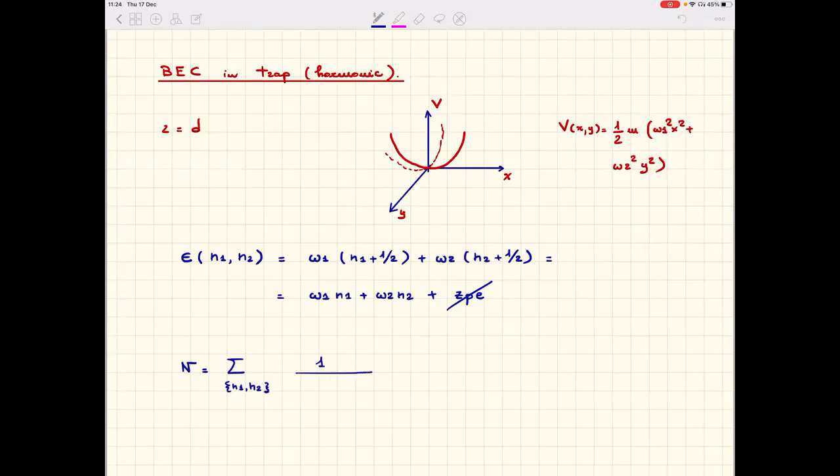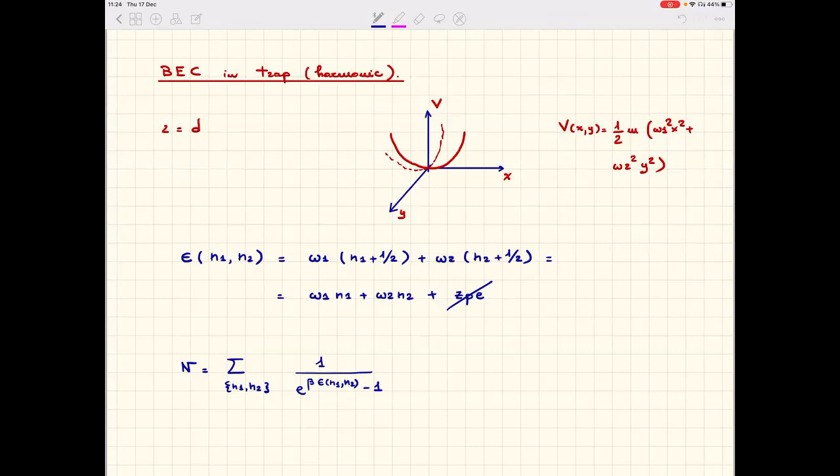Professor, what did you cross just now after n? It's the zero-point energy, ZPE. I see. Omega 1 over 2 plus omega 2 over 2 minus 1. So this is the equation I have to solve. I have to find a beta or a T such that this equation is satisfied.